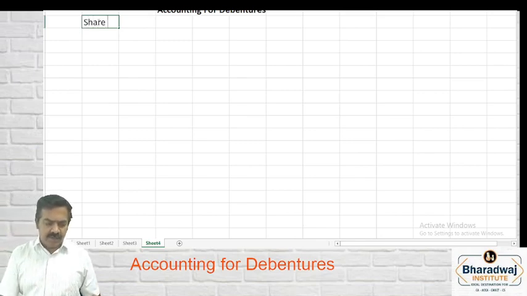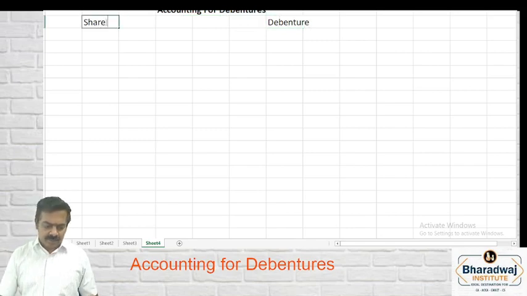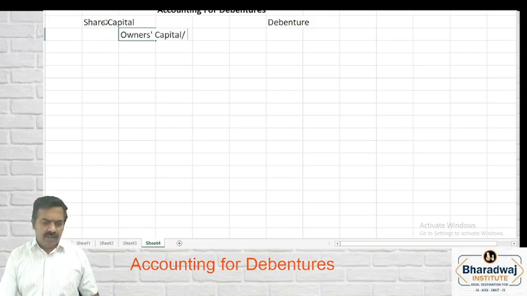What is a debenture? Or what is the difference between a share and a debenture? Share or share capital is part of the owner's money. You can call it owner's capital, or you can call it members' capital.